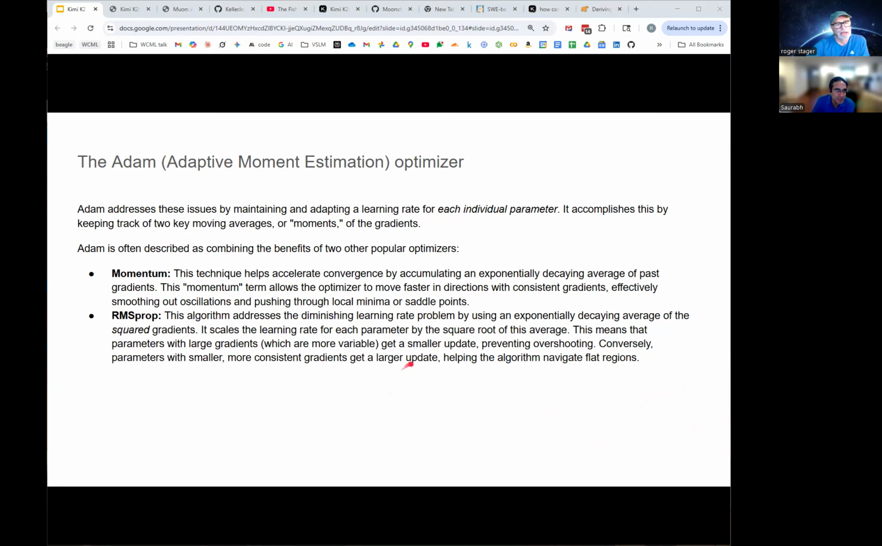Okay. And I think RMSProp uses the squared gradients, and I think that's an attempt at trying to get some of the second order effect. So Adam combines these two to try to narrow it out.